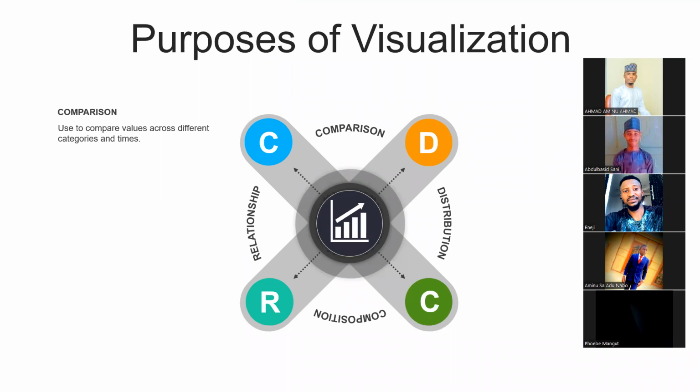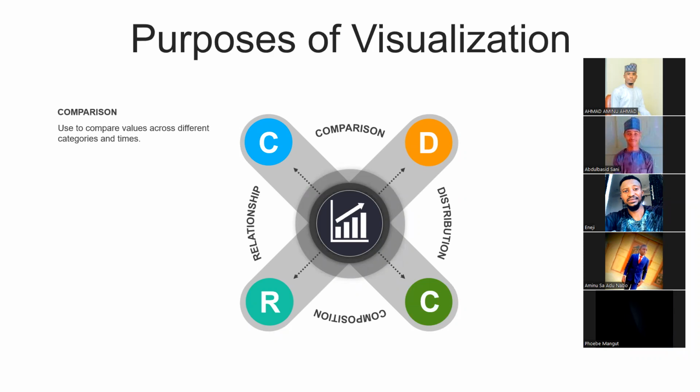There are certain graphs and charts that we use for comparison. We use them to compare a particular set of data across different categories. So when data is given to us and we have different categories of that particular data, we use this type of chart that falls under comparison charts to visualize it. Any data where we can compare values across different categories and across different time periods, we need to compare them.